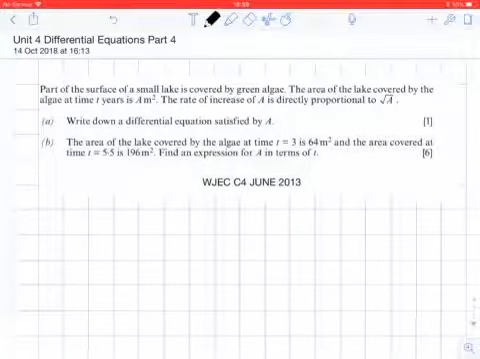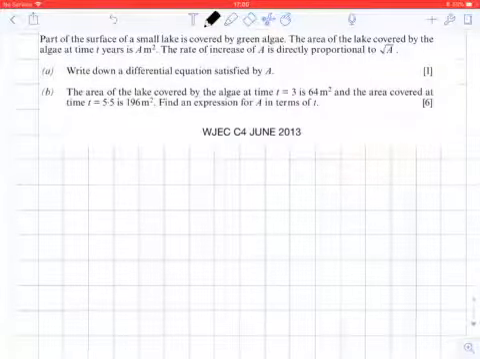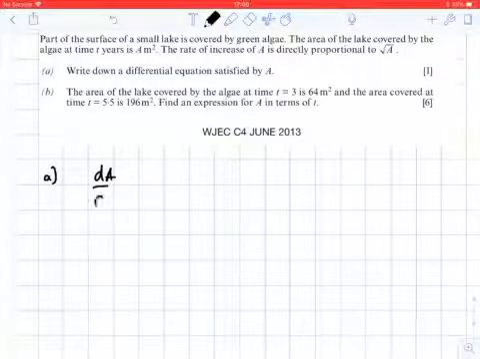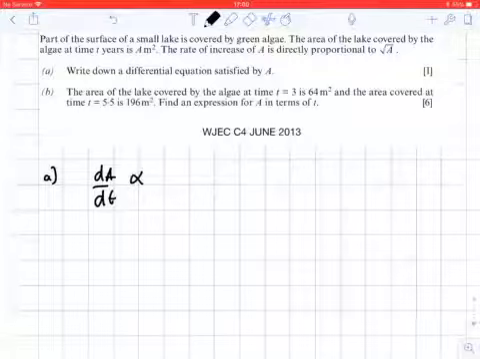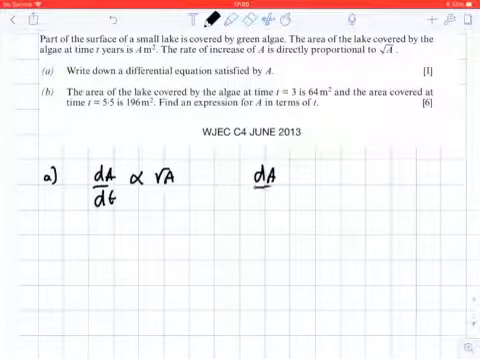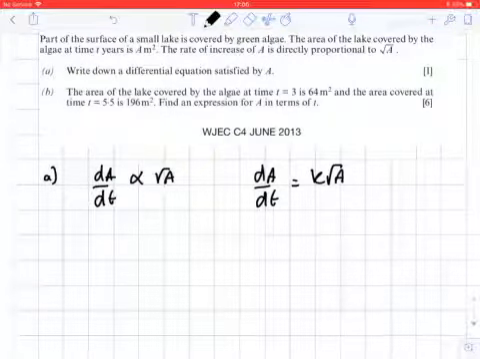So here we have another contextual question related to the area of a lake covered in algae, and the key point here is the rate of increase of A is directly proportional to the root of A. So what we can say there straight away is that the change in area with respect to time, dA by dt, is directly proportional to root A. So our differential equation will be dA by dt must equal k root A.